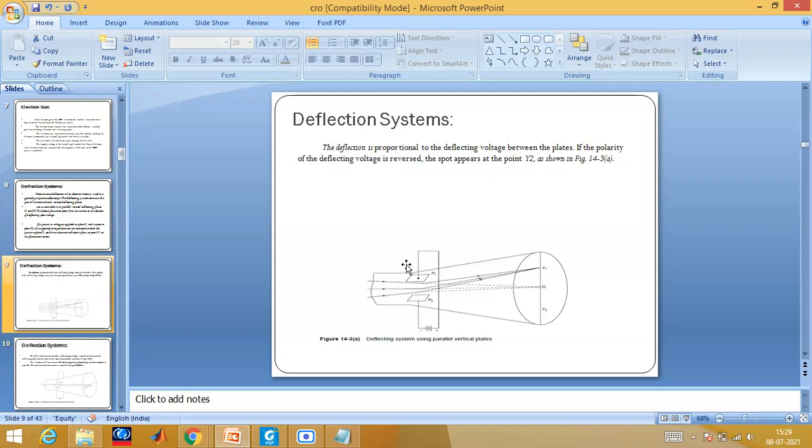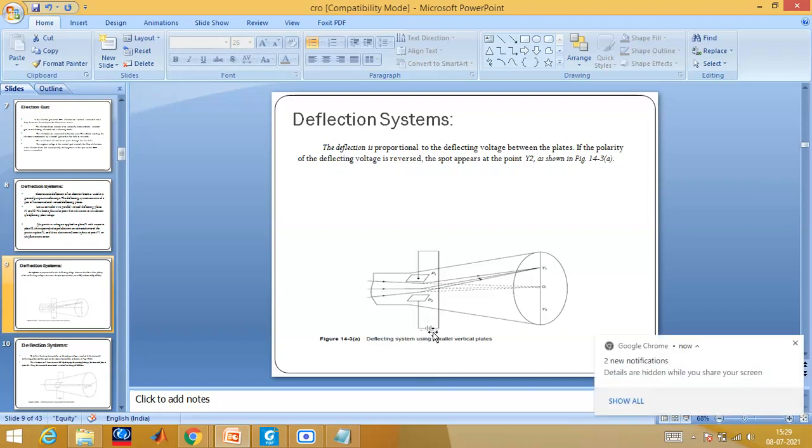The deflection is proportional to the deflecting voltage between these plates. How much voltage you apply to it, accordingly the deflection will happen. At which angle it will bombard here depends upon the amount of voltage that you are supplying to it. You can see here a voltage source has been connected.